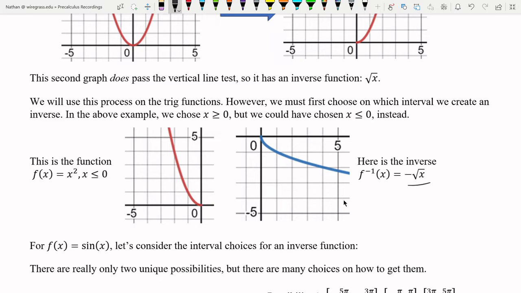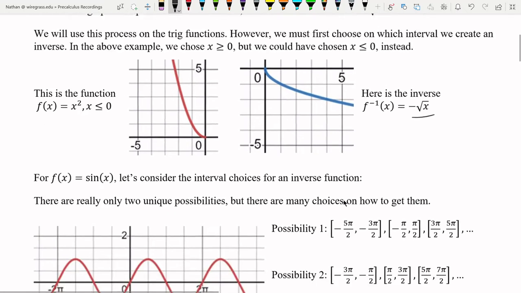You have to consider each one of these things separately, though, because you cannot have a full inverse of x squared, because it'd be plus or minus the square root, and that's not a function. So now let's consider sine of x and consider a similar scenario where we restrict the domain to look at what the inverse of sine could be.